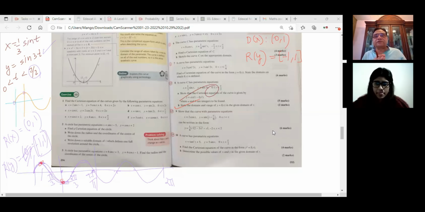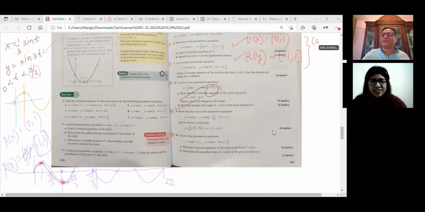Find the range of x, find the range of y. The domain of the Cartesian form will be the range of x, and the range of the Cartesian form is the range of y. So we have got the domain and range of the Cartesian form immediately from that. We haven't derived the Cartesian form. We did part B first. That's why they misguide you, because they want you to do the equation first and then from there find the domain and range.